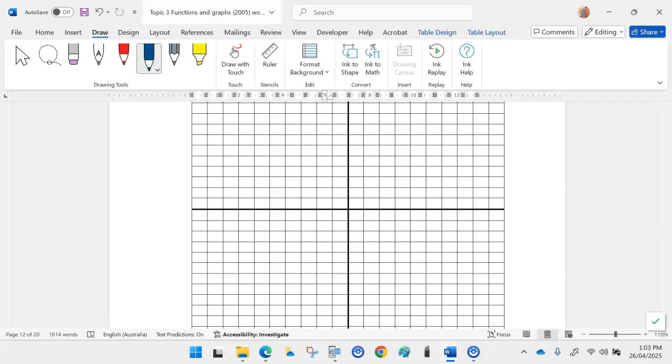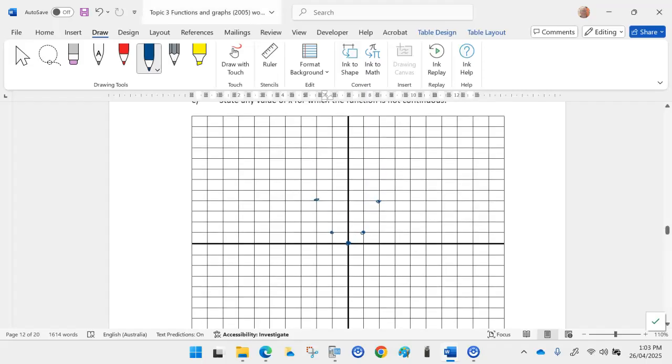Okay, y is equal to x squared has a turning point at (0, 0). It's got points through (1, 1) and (-1, 1). It's got points through (2, 4) and (-2, 4). It's got points through (3, 9). So it's got a point through there, and a point through there.